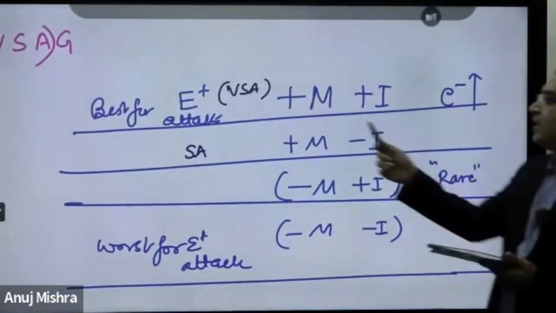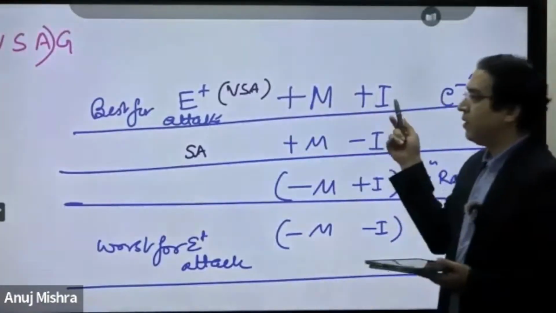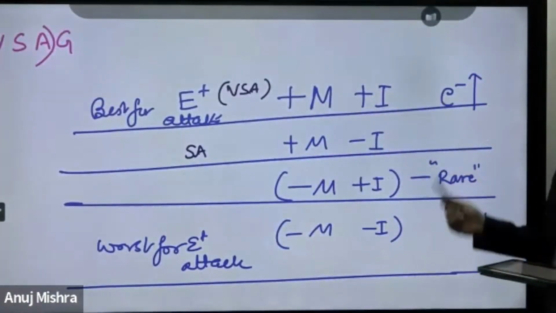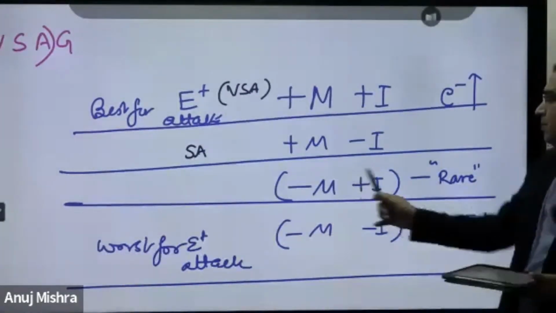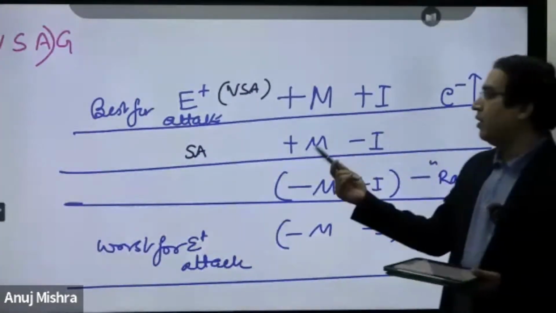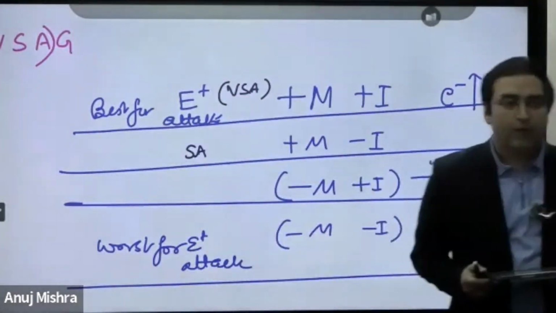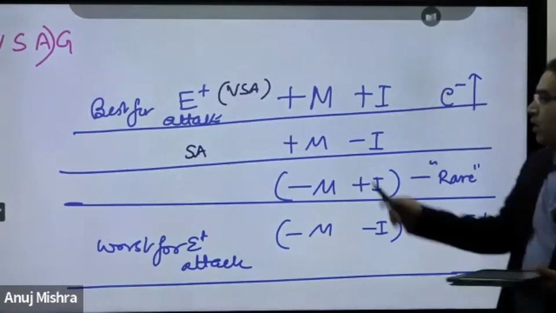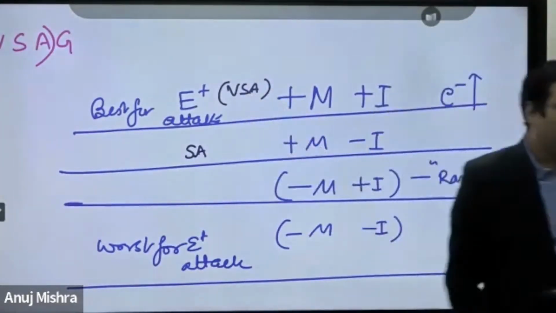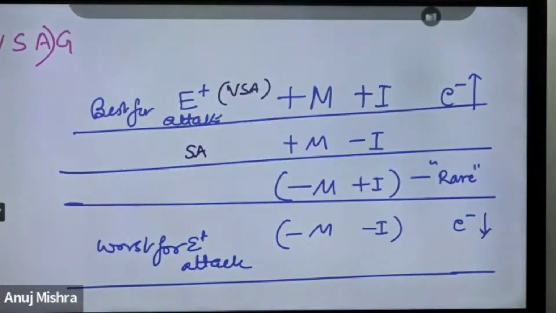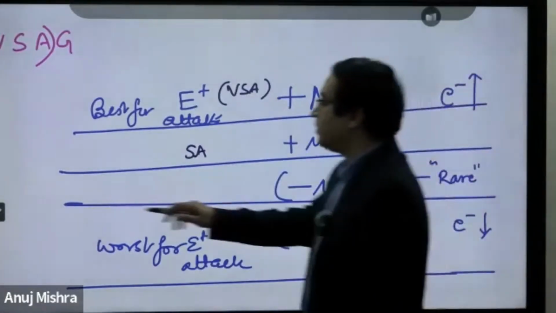What is best for E plus attack? Plus M plus I, because it will make the ring rich. What is worse for E plus attack? Minus M minus I. Okay. Minus M plus I is rare. And yeah, that's all. Okay. Please note down this thing. VSA means very strong activator. Just write down, very strong activator. Just draw this table. What is the meaning of very strong activator?